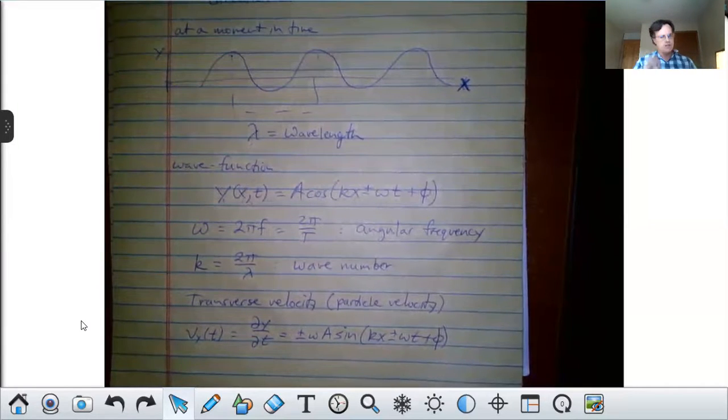But I do want to emphasize, this is not the wave speed. It is the transverse velocity, and it's going to change. It's not a constant, right? It's maximum at equilibrium and 0 at the amplitude of the wave.